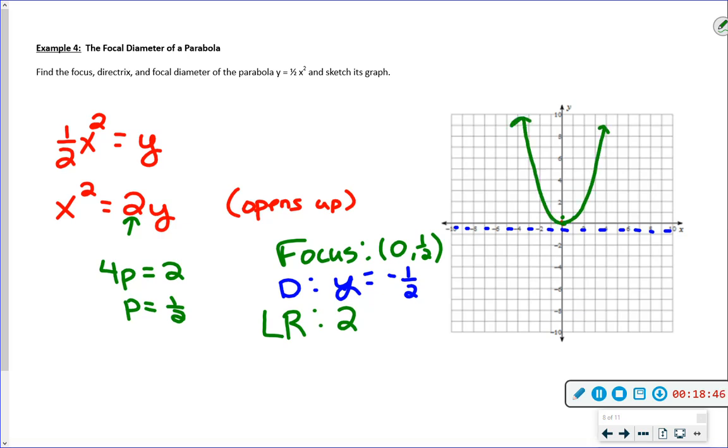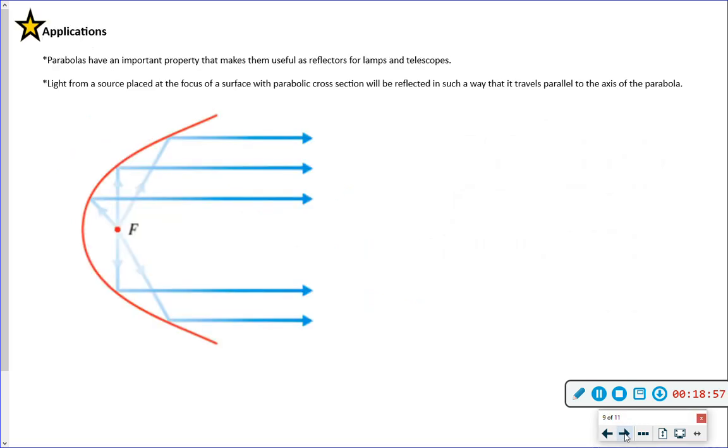Got it. And of course, like I said, there's other ways to do it. You could make yourself a T-chart. I find that obnoxious. I'd rather just do the quick latus rectum and draw it. As long as you can get the picture.